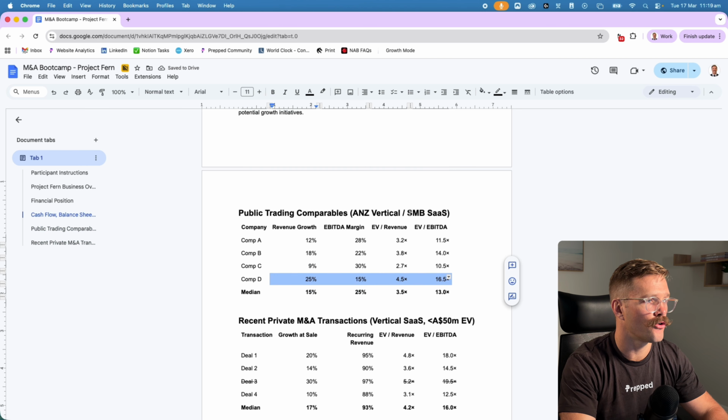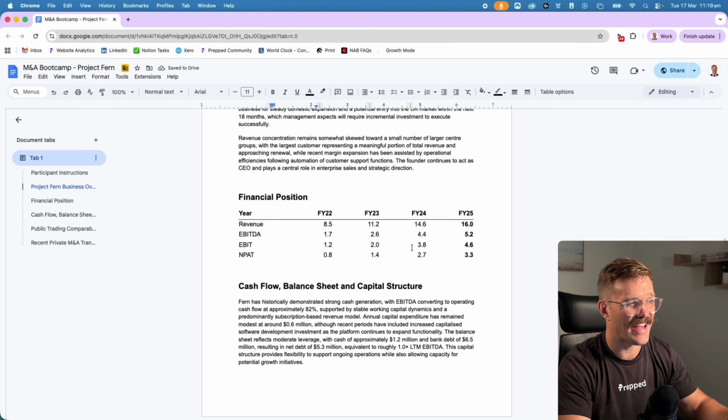So what we're going to do to start with is, we understand enough about the business, read through this so you understand it as well. But now we're just going to compare the business to the comparables we have here. Not all of them will be relevant, so let's take a look. First I want to look at revenue growth and see where the revenue growth is for Project Fern, Fern's Software. First, let's get these financials into an Excel spreadsheet.